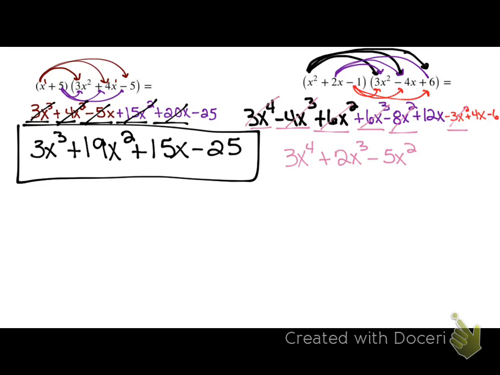Next one. 12x and 4x, which equals? I don't have an x after my 12. 16x. Wait, I was going to say 17. And then just write down the negatives. That would have been wrong. And then negative 6. And that's our final answer. How many degrees? 10th degree. What's it called? I don't know. Polynomial.